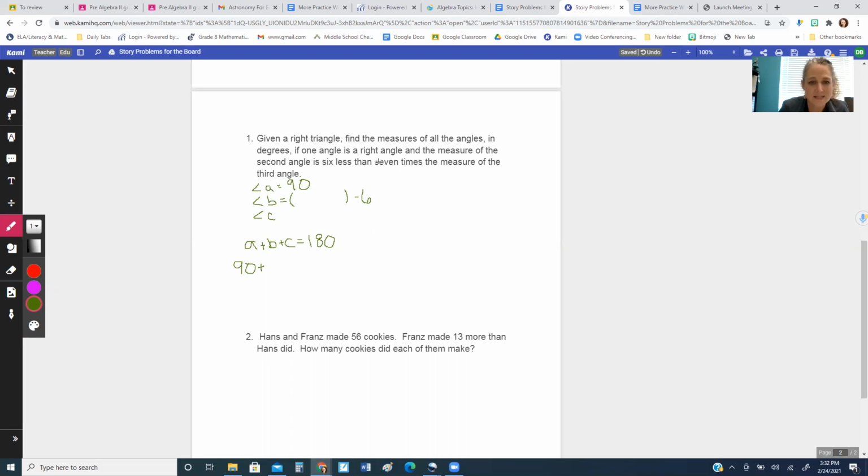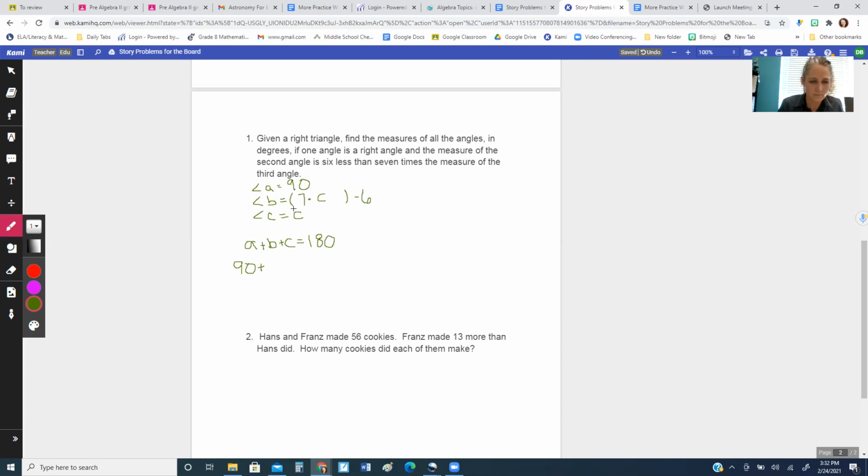Okay, 7 times something. I don't know what 7 times what, but 7 times something. I know it's 7 times the measure of the third angle. Well, what's the measure of the third angle? C. We're going to call it C. And then C is just C.